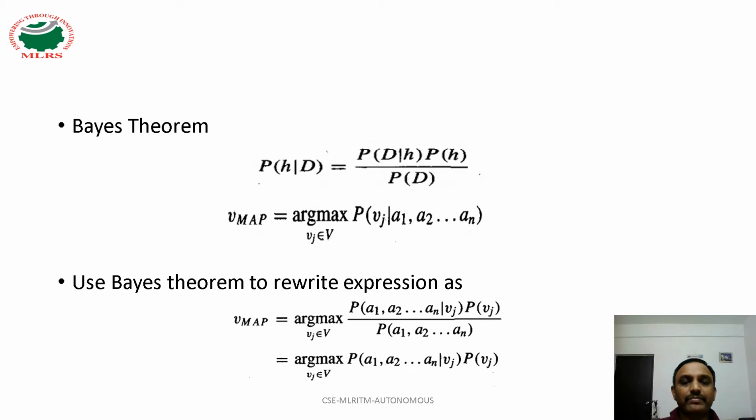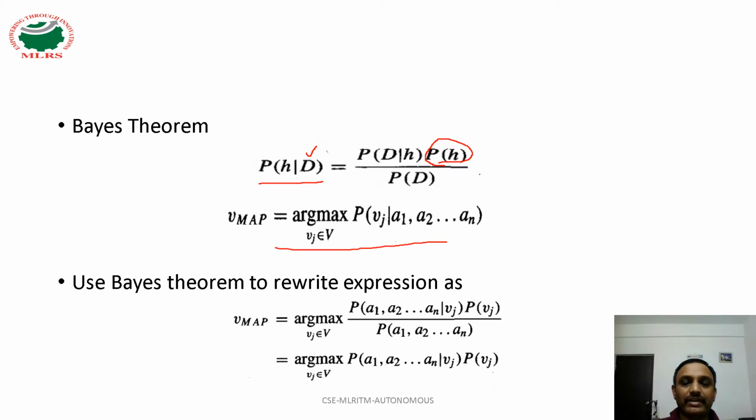Here, by using Bayes' theorem, we are taking the probability of the hypothesis on training data D. This reflects the influence of training data D on the hypothesis. P of H is independent of the training data, whereas P of H given D is dependent on the training data. We are trying to calculate the probability of that hypothesis depending on the training data by using Bayes' theorem. Here we are rewriting the expression by using Bayes' theorem.